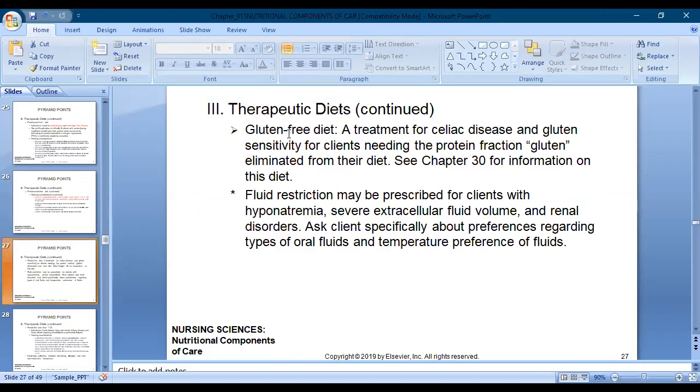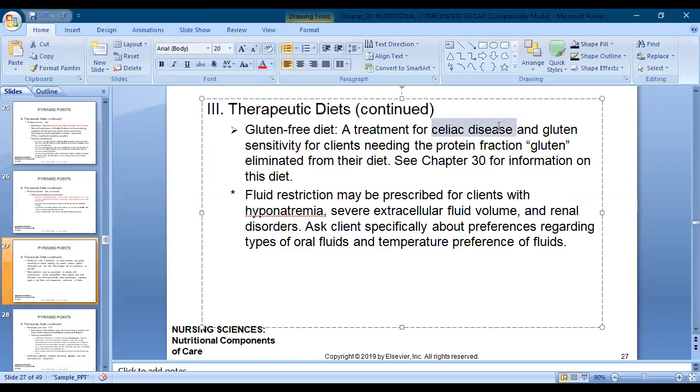So the gluten-free food or diet, we give them the treatment of celiac disease. It is very important for the NCLEX board. If anybody has celiac disease, what kind of food is restricted? Gluten-free. Gluten is a sensitivity for the client, and the protein fraction gluten must be eliminated from the diet, right?